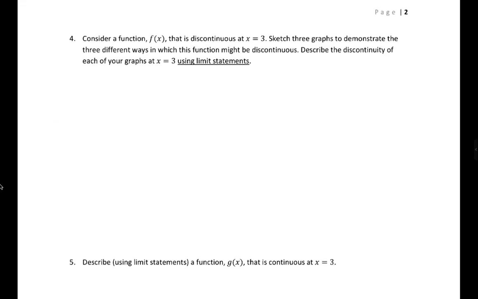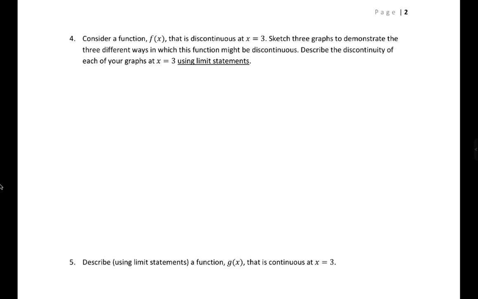Okay, so moving on, we're going to consider a function, let's call it f of x, that's discontinuous at x equals 3. This is just making it concrete, but there's nothing special about 3. We're going to sketch 3 graphs to demonstrate the 3 different ways in which this function might be discontinuous, which is basically that the hole can be 2 different kinds of hole, and then the break is there. And we're going to describe the discontinuity using limit statements, with the goal ultimately of creating the definition of continuity, which will involve limit statements.